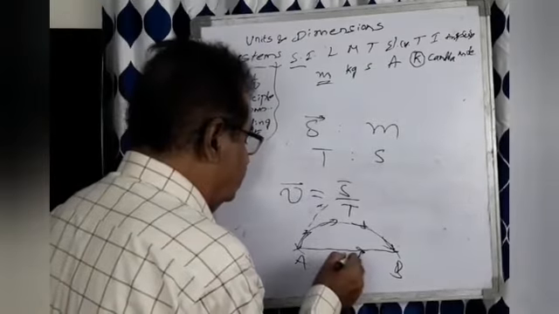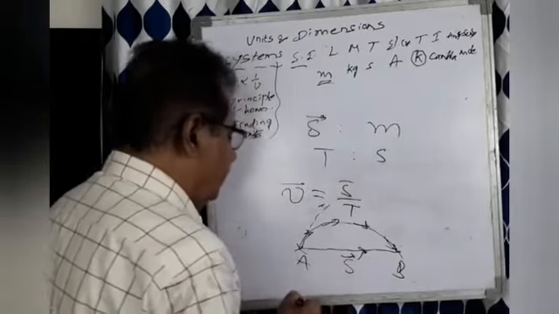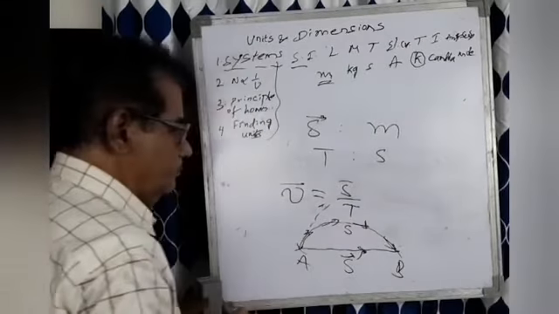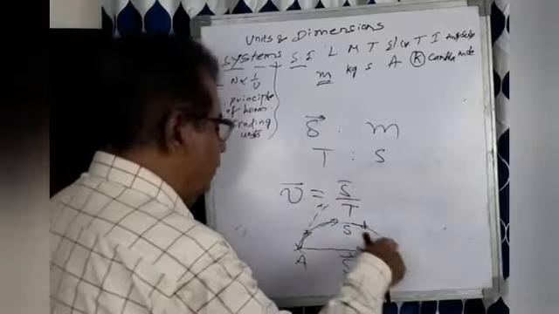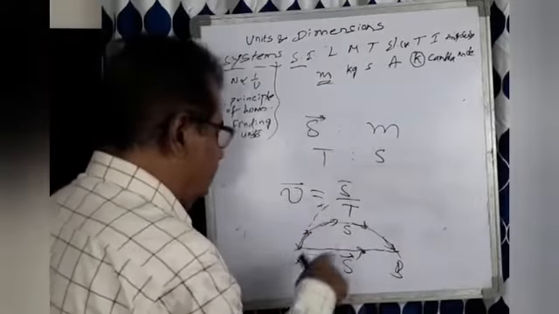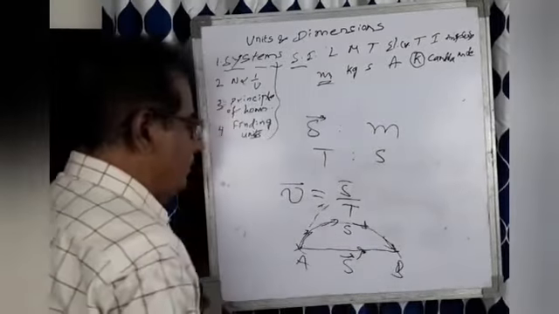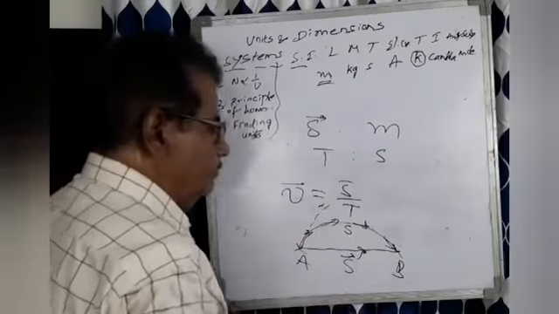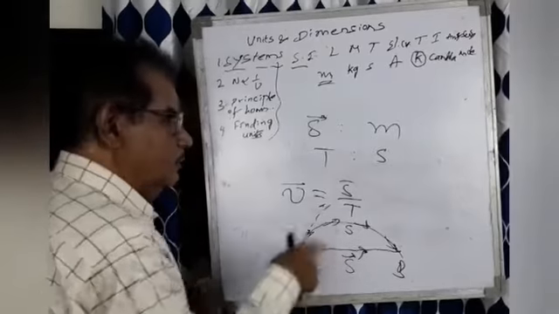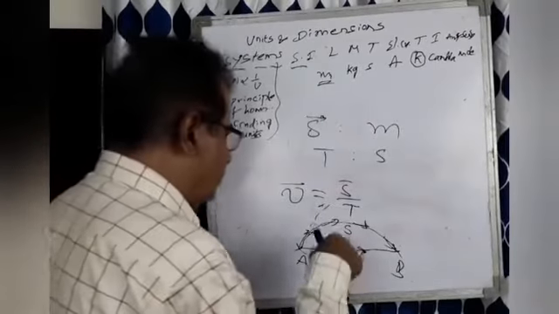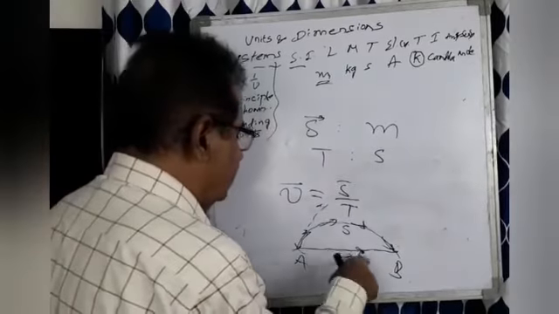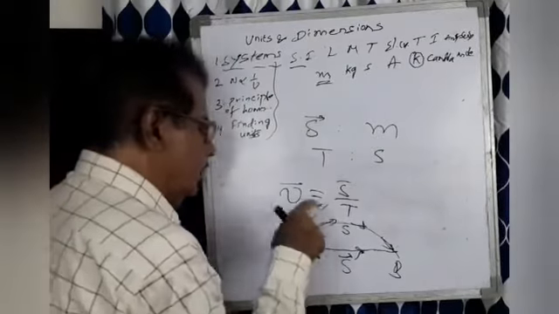I will call it displacement, s bar, and I will call this a distance, only s. This path, the length of the path, is called distance. This is only path. This is displacement. The length of the path is called distance. Of course, the unit is the same for both of them. Distance is measured in meter, displacement is also measured in meter. But this is a vector quantity, this is a scalar quantity.